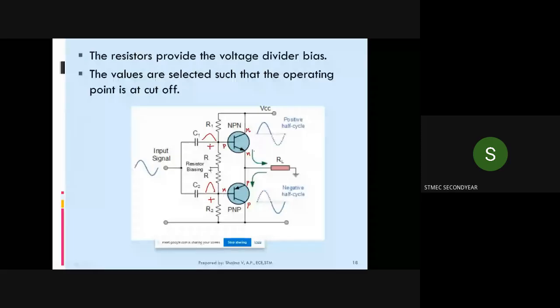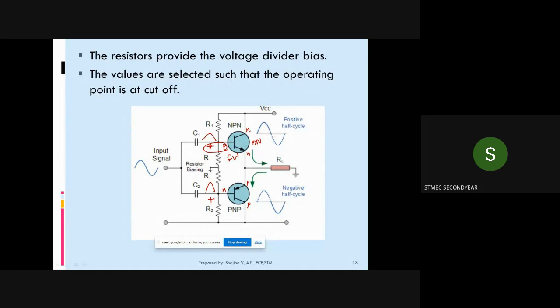Now, what will be the conduction condition of these transistors? We can see here, to the P terminal, you are applying positive voltage. So if you are applying positive voltage to the P side, this implies this emitter base junction will be forward biased. This emitter base junction forward bias means it can overcome the barrier potential VBE, and this transistor turns on, and at the output you will be available with the positive half cycle.